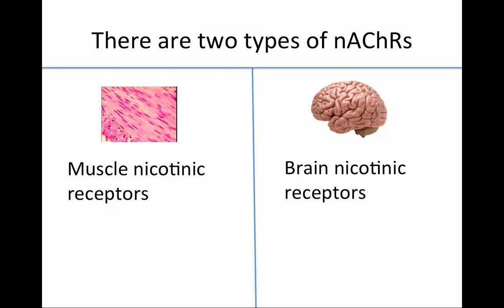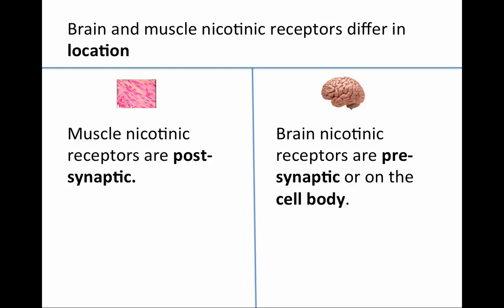In previous lectures, you learned about muscle nicotinic receptors in the periphery. The structure of the muscle nicotinic receptors and the brain nicotinic receptors are similar. Both are pentameric cation channels. But there are many differences between these receptors besides their location in the body. Muscle nicotinic receptors are postsynaptic, but brain nicotinic receptors are primarily presynaptic or found on the cell body.